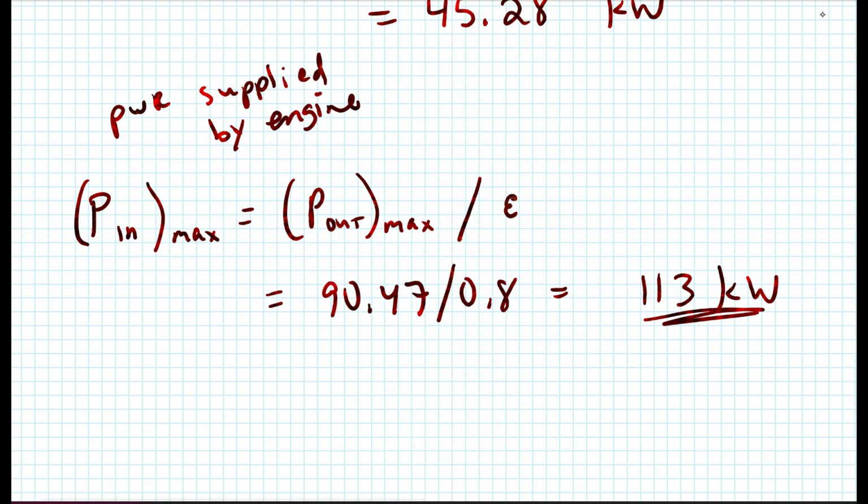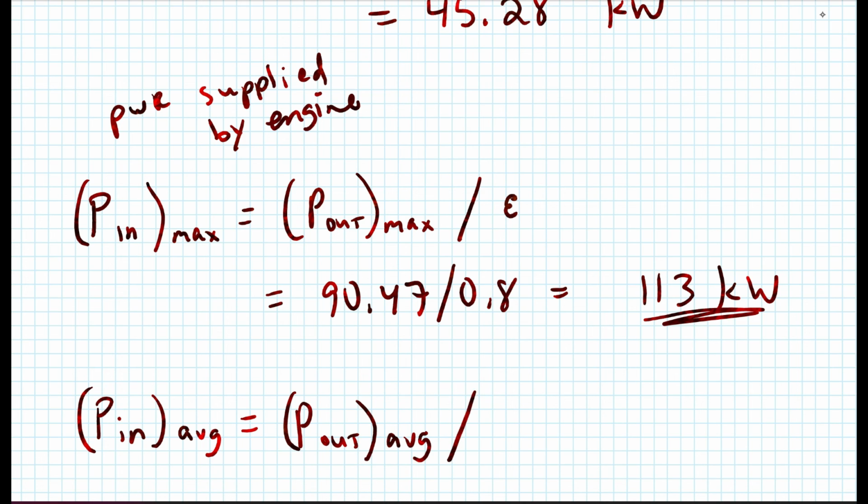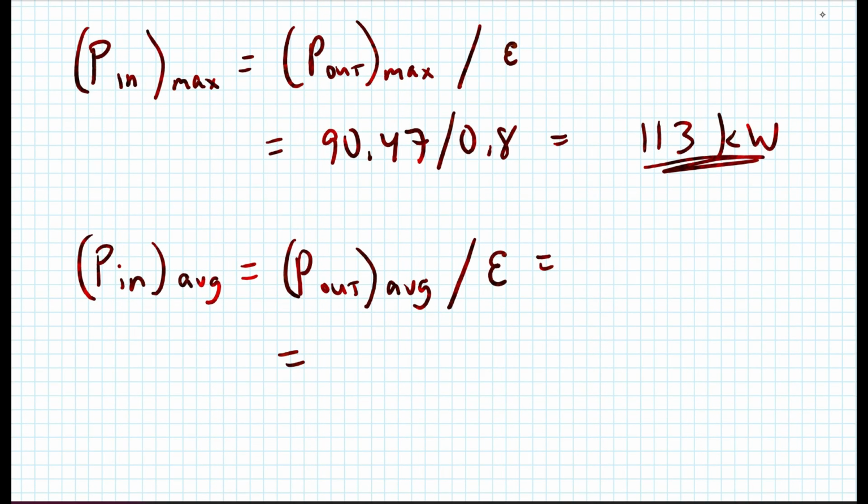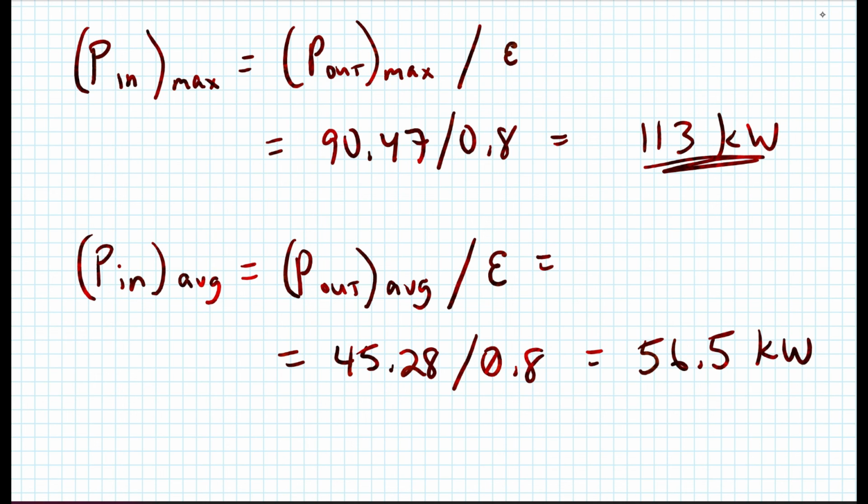And now we're going to do P in average. This is equal to P out average divided by the engine efficiency again. So we have 45.28 divided by 0.8, and that gets us 56.5 kilowatts.